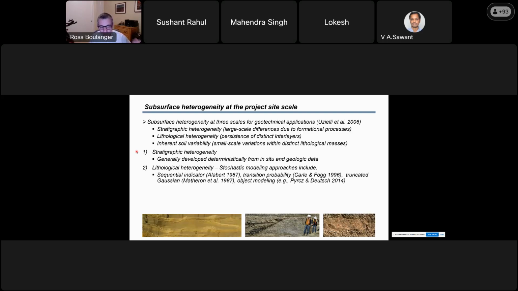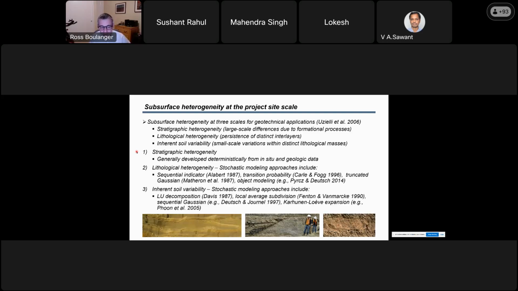When we look at lithological heterogeneity or inherent soil variability, we have a number of stochastic tools. Here we're looking at variability that we can't define with sufficient detail. So we use stochastic models to generate the possible realizations that might exist consistent with our data. There's a number of tools available, and I list some examples for each of these. I'm not going to be going over these individually. I'm going to use one of each as examples to illustrate some problems we deal with.